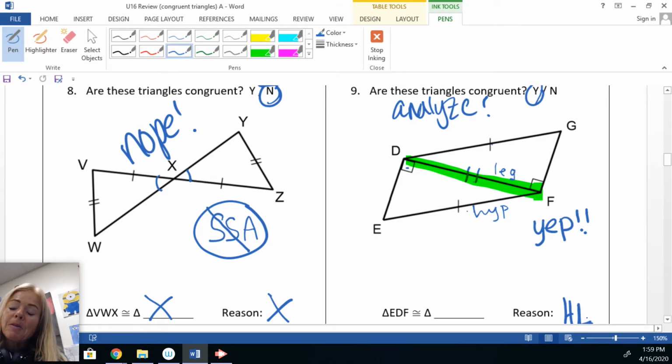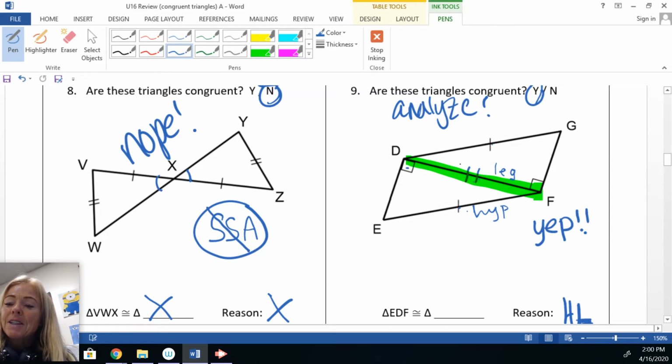And consequently, I hope everybody watches this because I usually tell the class this as we're moving along, and it's hard when I don't have you here, but the HL theorem with the right triangles is the only theorem that says triangles are congruent that's a side-side angle.